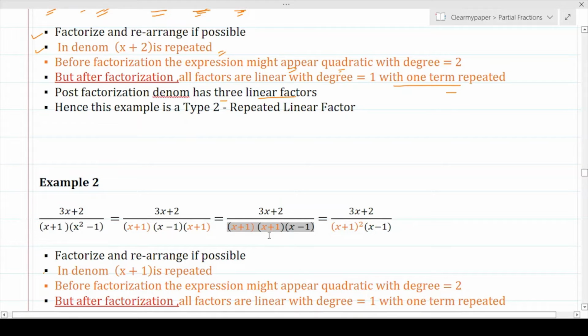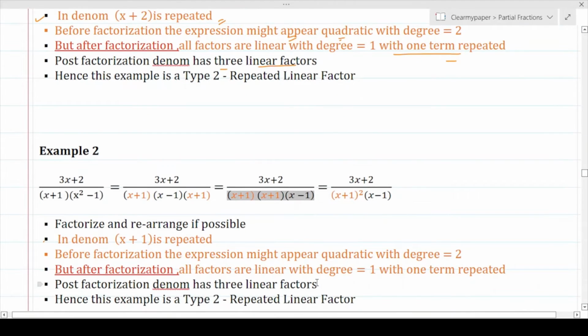And what do I see here? After factorization, I see 3 terms. That's what we have seen here also. Post factorization, the denominator has 3 linear factors. So there are 3 linear factors.